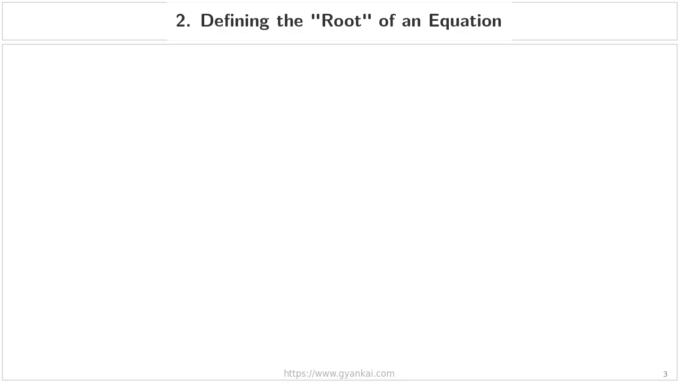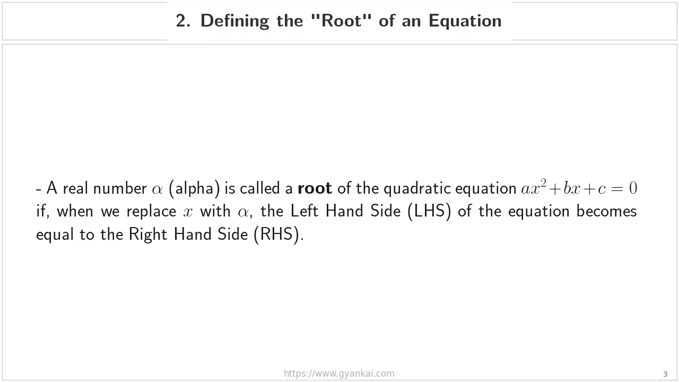2. Defining the root of an equation. Now that we have established what a quadratic equation looks like in its standard form, let's dive into the actual definition of a root. So, what does it actually mean for a number to be a root? Imagine we have a real number, which we will represent with the Greek letter alpha. We call this alpha a root of our quadratic equation, ax squared plus bx plus c equals 0, if, and this is the crucial part, whenever we replace the variable x with our value alpha, the left-hand side of the equation becomes exactly equal to the right-hand side.